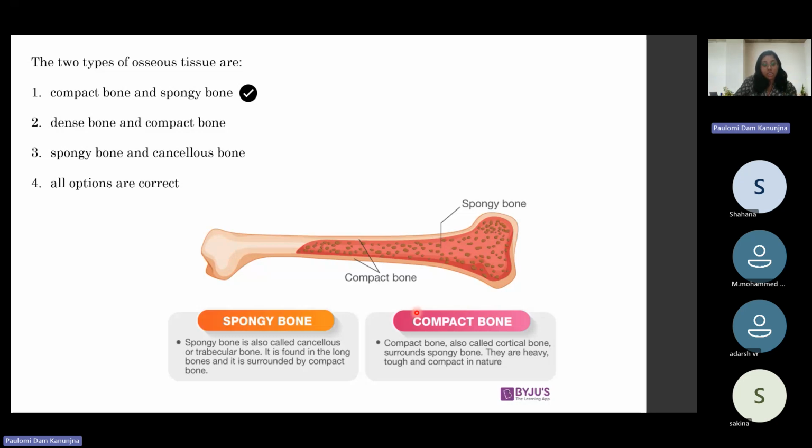Now in the options you had dense bone and compact bone. There is no term called dense bone. Bone density exists, but there is nothing called dense bone, right? The other option, which says spongy bone or cancellous bone, is basically the same thing, so that's not the type. That's why the first answer is correct: compact bone, the outside bone, and the spongy bone, which is present inside. Okay. All right. Next one.